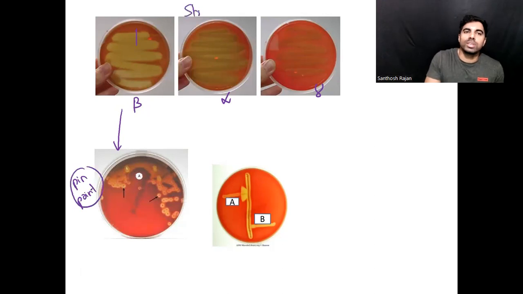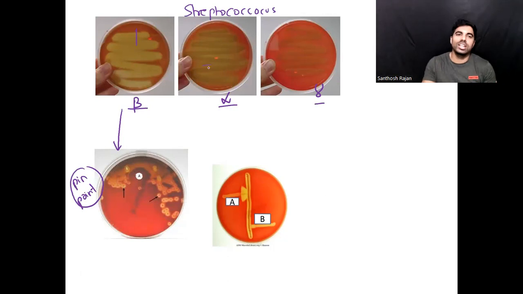Streptococcus, remember strippers. Strippers have points. Streptococcus and strippers. So beta hemolysis means pinpoint colony. This is a classic example that will come. Alpha means partial hemolysis. Gamma means no hemolysis. Partial hemolysis, you see a greenish pigment over here.